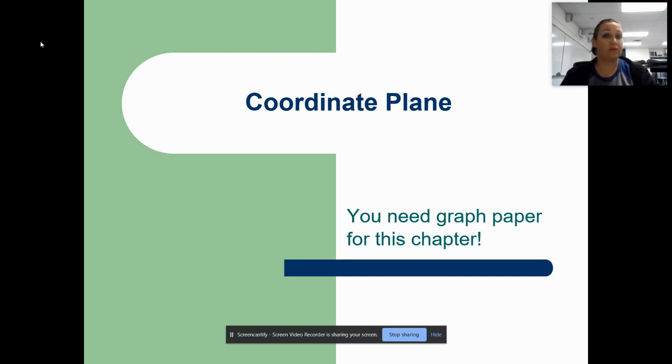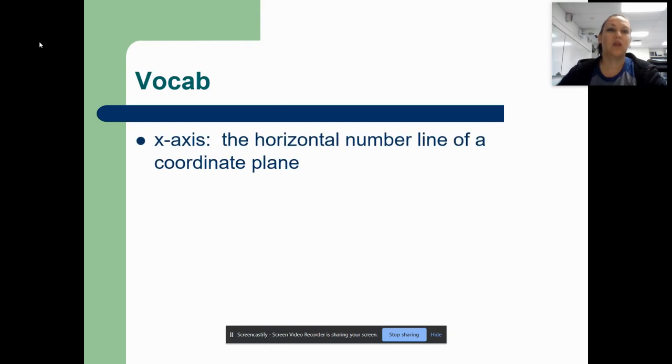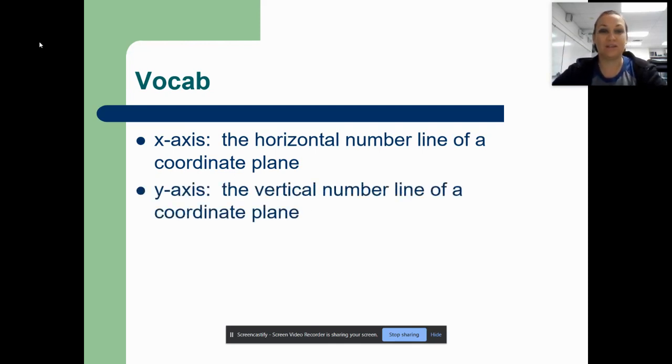We're going to learn a lot of vocabulary, so make sure to write the vocabulary down so that when I use it later during this chapter, you'll know what I'm talking about. Our first vocabulary word is the x-axis. The x-axis is the horizontal number line of a coordinate plane. Horizontal is going left and right. Our next vocab word is the y-axis. The y-axis is the vertical number line of a coordinate plane. Vertical means going up and down.